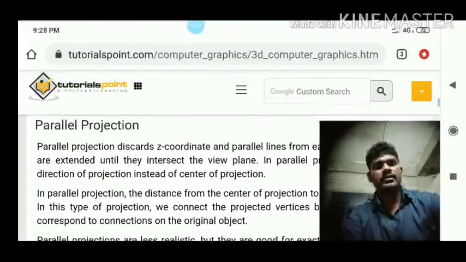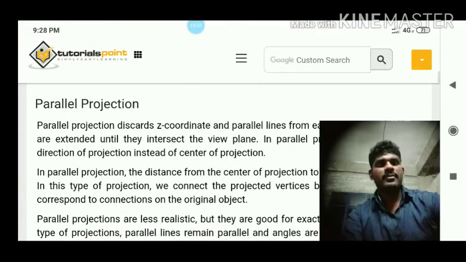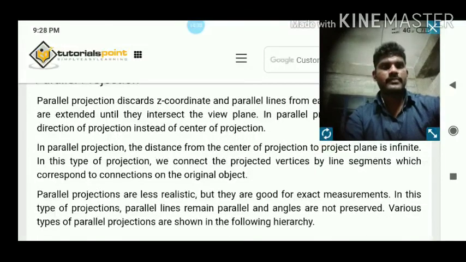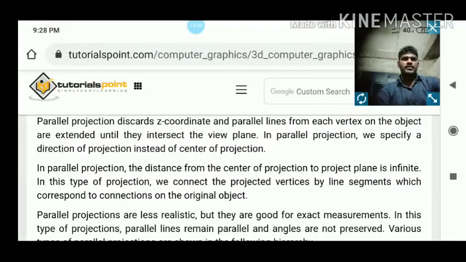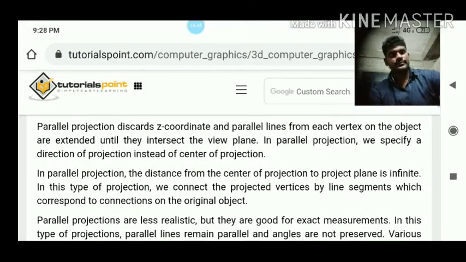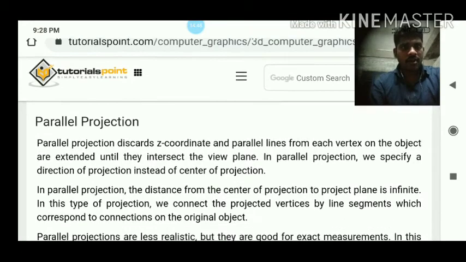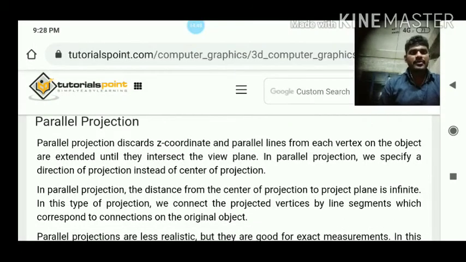I want to elaborate on the understanding of parallel projection. I want to elaborate further. Look here. Try to understand what parallel projection is. Parallel projection discards the z coordinate, and parallel lines from each vertex on the object are extended until they intersect the view plane. What does that mean? Intersect the view plane. Look here.